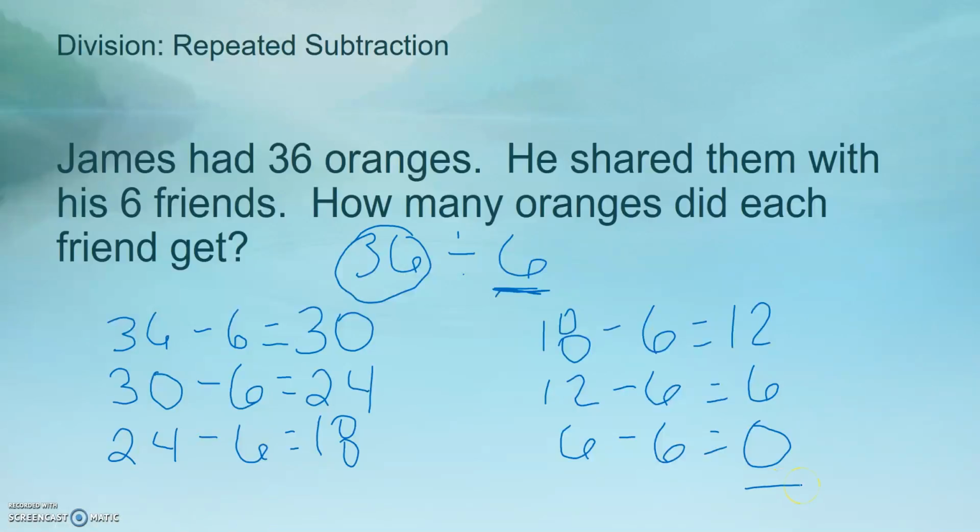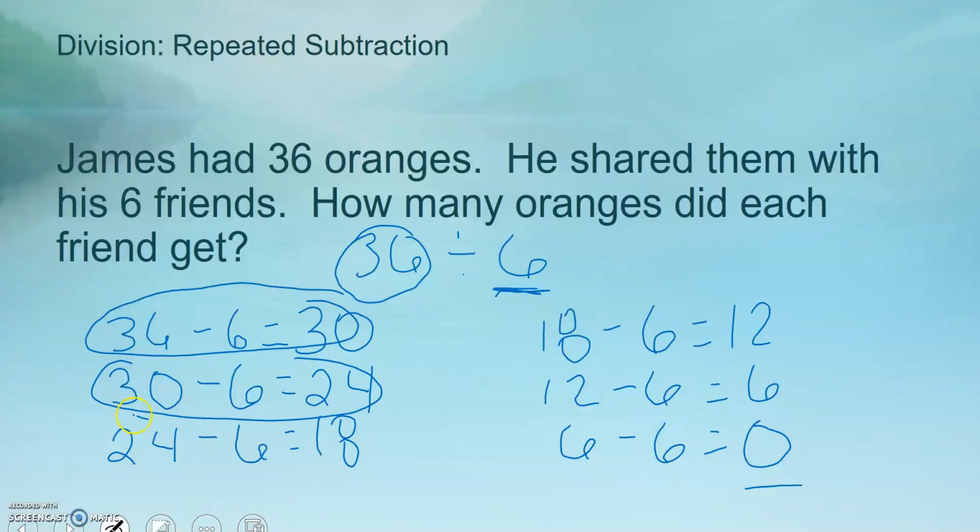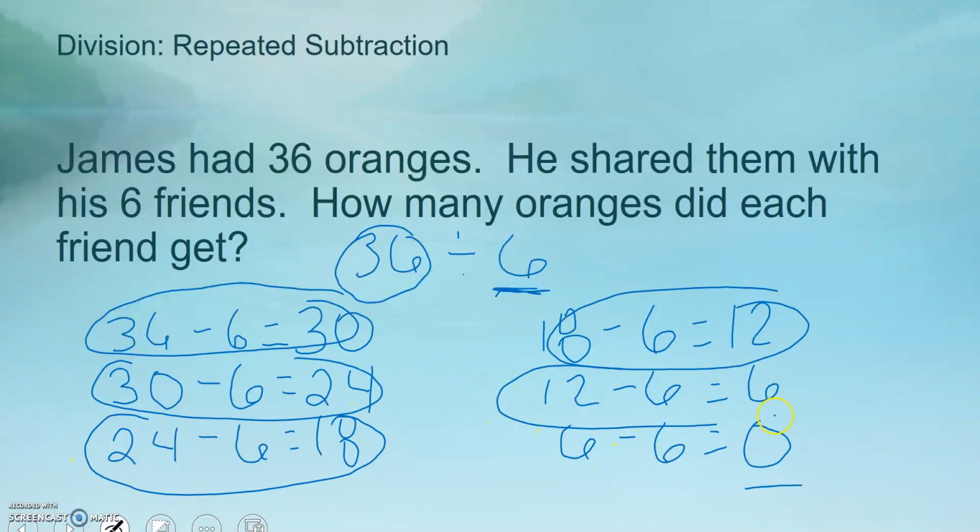That's my goal. If I don't get to 0 with the numbers we're working with, probably means I made a mistake somewhere along the way. So let's count how many times we subtracted 6. 1, 2, 3, 4, 5, 6. So 36 divided by 6 equals 6.